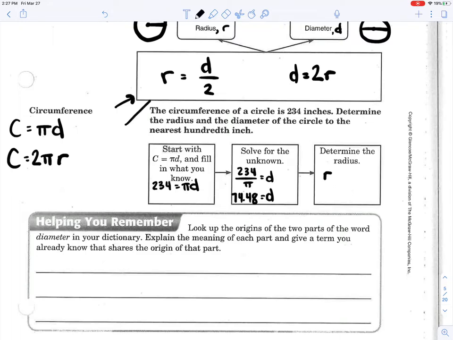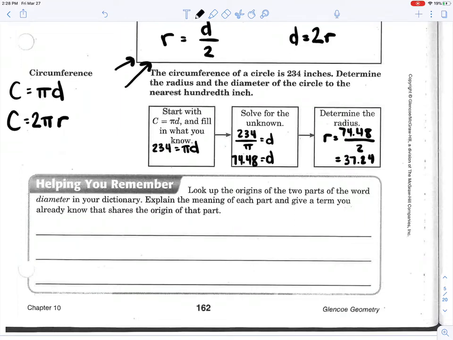Now I have to figure out the radius. Well, again, based off of this, the radius is half of the diameter. So I'm going to take the diameter and divide it by 2. So now I have both the radius and the diameter.